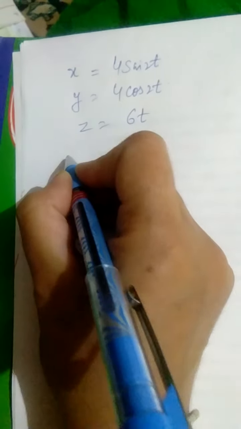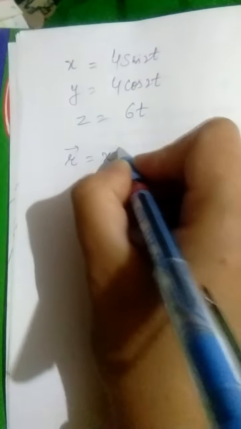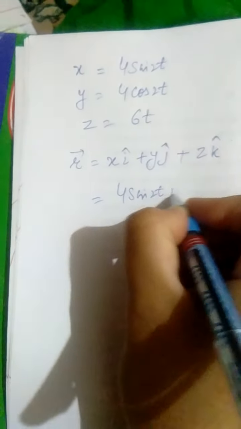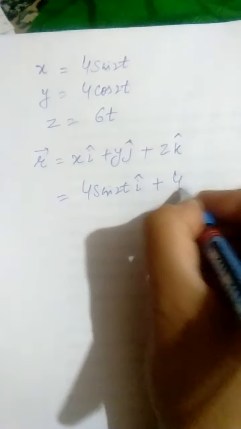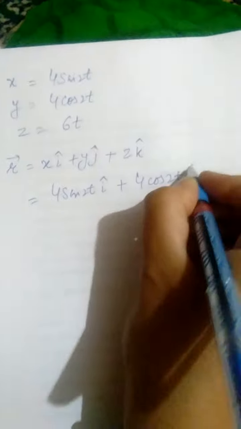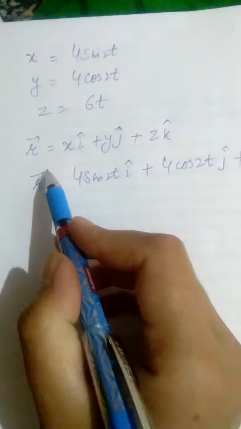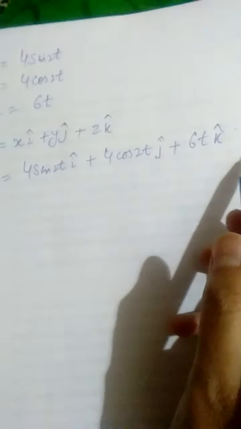So how do we find the position? We know that position is given by the r vector. All of us know that it is x i plus y j plus z k. So let us write that. What is x? It is 4 sine 2t i plus 4 cos 2t j vector plus, what is z? It is 6t k vector. So this is the position vector. These are the position coordinates x, y and z, and this is the position vector. We have written the position vector.